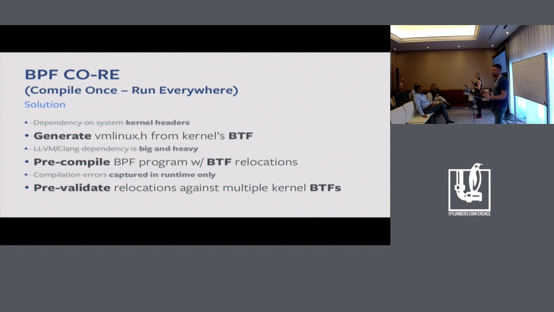Then instead of relying on LLVM and Clang at runtime, you will pre-compile the BPF program. That's not so simple, so you also need to record some relocation information to be able to adjust your program to the specific kernel that the program will be deployed to. And of course, by pre-compiling, you'll already get compilation errors and a more natural compilation cycle, but also depending on just BTF to validate your program is valuable in that you can pre-validate that your program, at least the field accesses that you have in your program, will match the set of kernels that you care about.